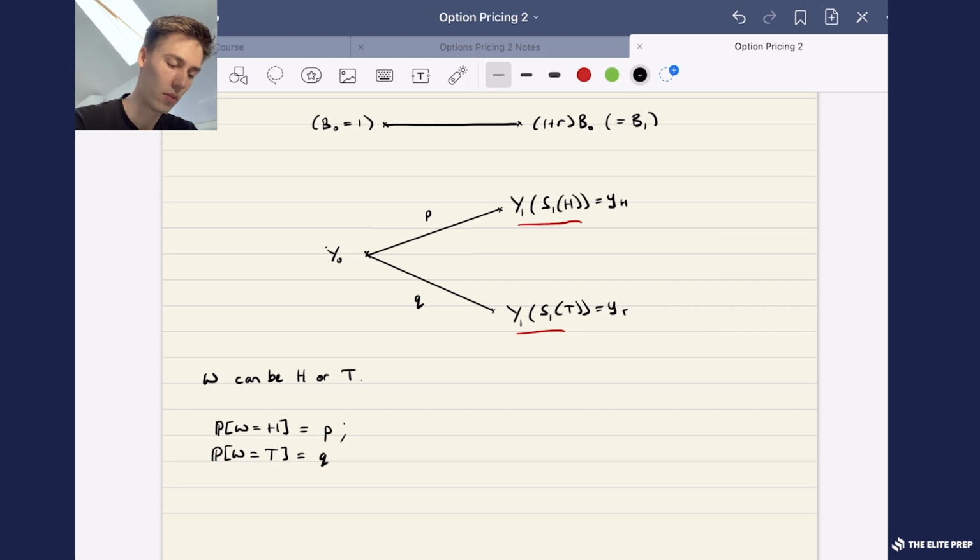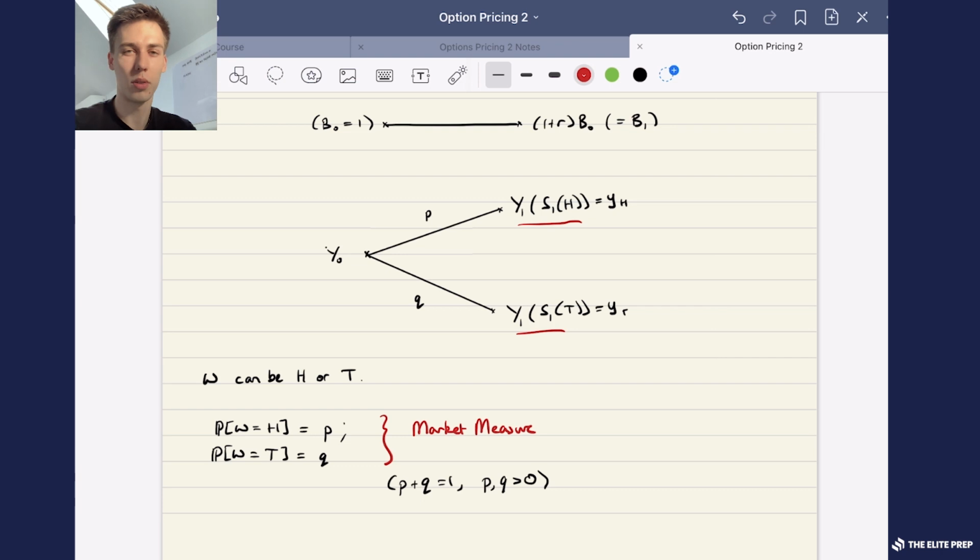Because P and Q have to sum to 1, and P, Q are strictly greater than 0, this is a valid probability measure, and we call this the market measure. In short, the market measure dictates exactly what is happening in the market. Here, of course, it's just a binomial model, so it's not really representative of real life, but the market measure is exactly what is happening in our underlying predictive model of the market. There is also another measure.